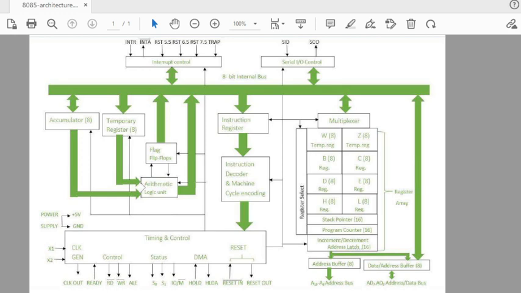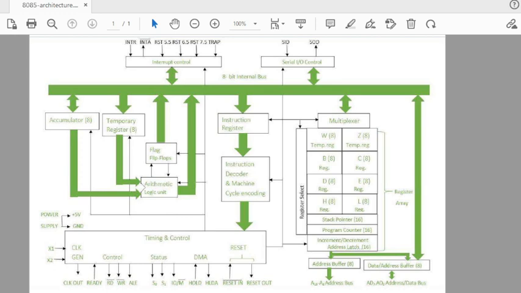RD bar represents that the read operation is going to perform, and the WR bar represents that write operation is going to be performed. Means read means that the microprocessor is going to read the data from the memory, and WR means microprocessor is going to write the data on the memory. Then there is a ALE signal. This is address latch enable signal. What it does, ALE signal is used to latch the address and data bus.